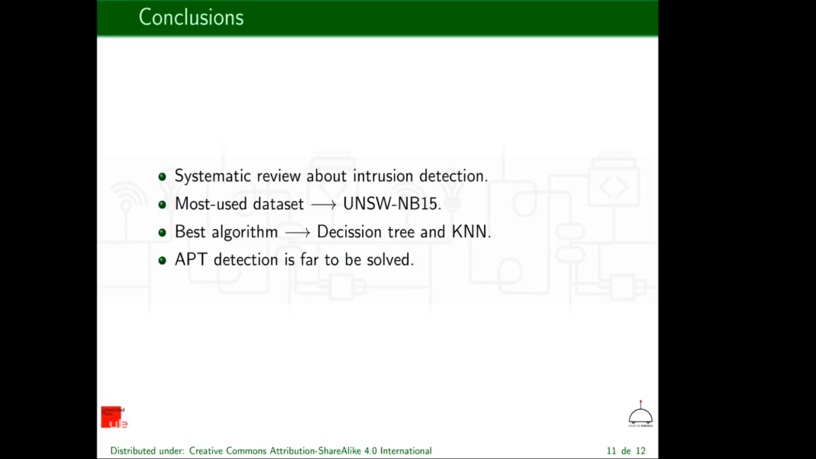And regarding the conclusions, in this work, a systematic review has been carried out to know the tendencies when applying machine learning to intrusion detection. The results show that the UNSW-NB15 dataset offers good results when classifying network traffic. Therefore, this dataset can be useful when developing an intrusion detection system. After data extraction, it has been concluded that the algorithms that offer the best precision are the decision tree algorithm and the k-nearest neighbors algorithm.